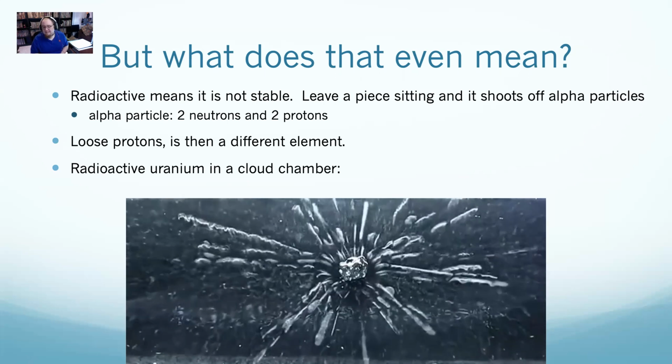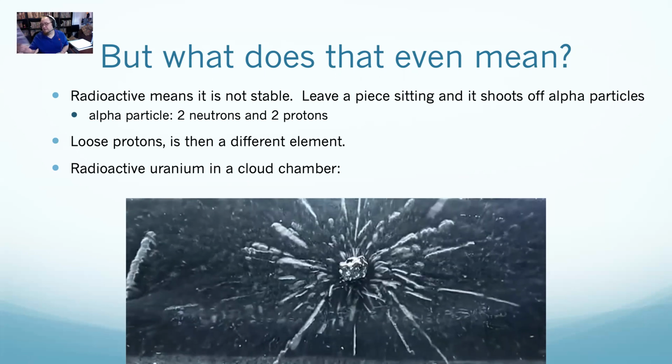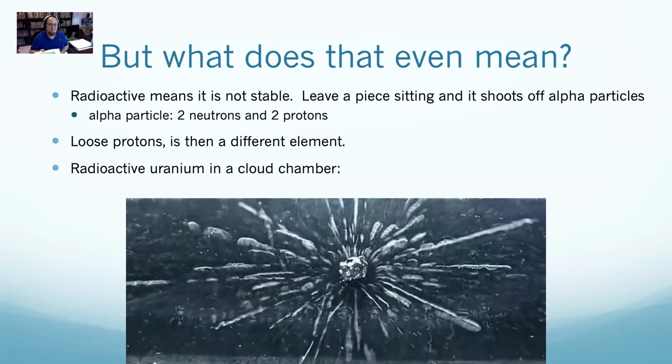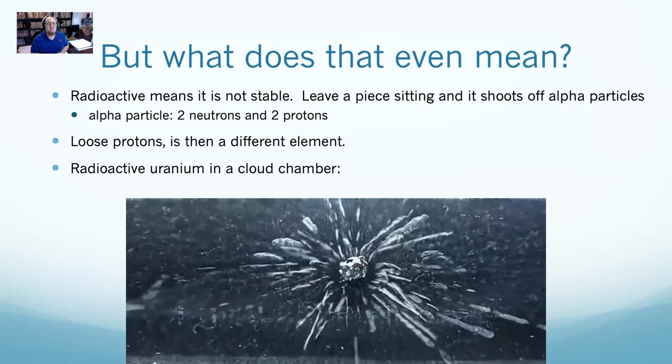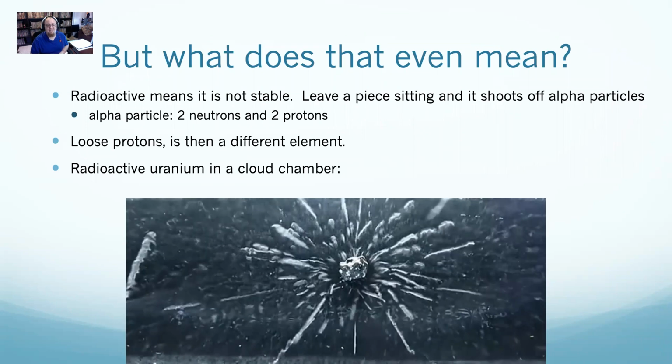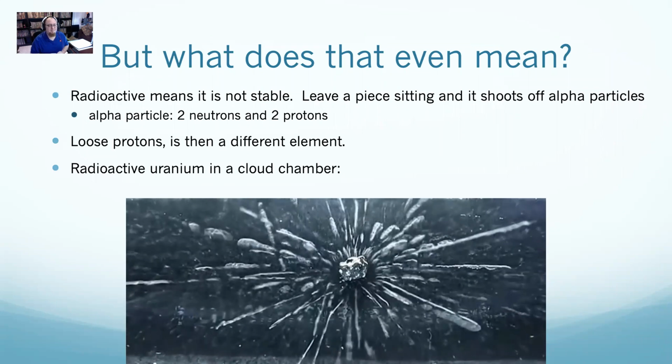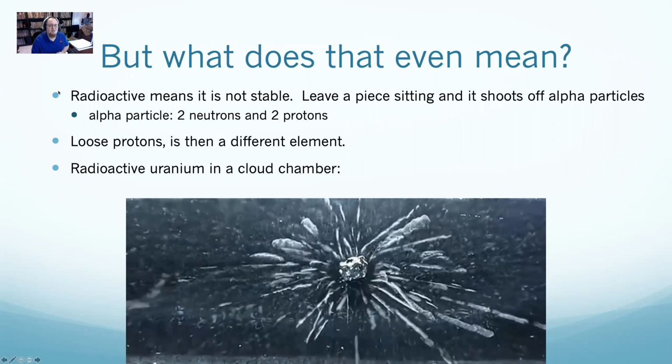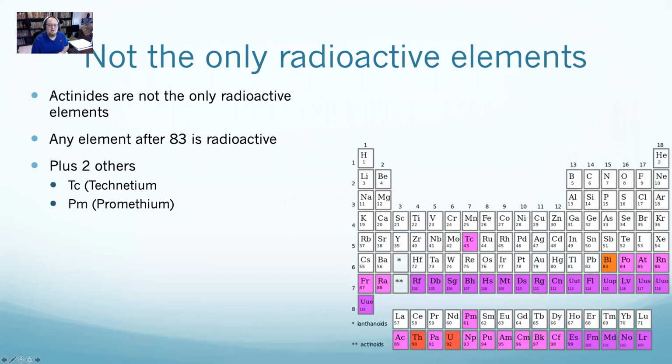And so anything in that actinide series, if you have a piece of uranium, let's go classic, uranium's in that series, uranium won't stay uranium for long. It'll launch off protons till it becomes some other stable element. Now, it is of note the actinides are not the only radioactive elements. Everything from atomic number 83 and higher is radioactive, plus also technetium and promethium, which is 43 and 61 respectively.